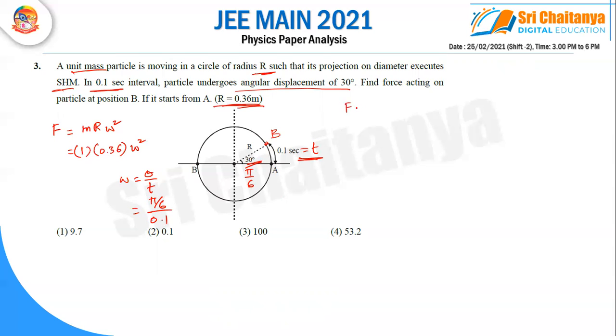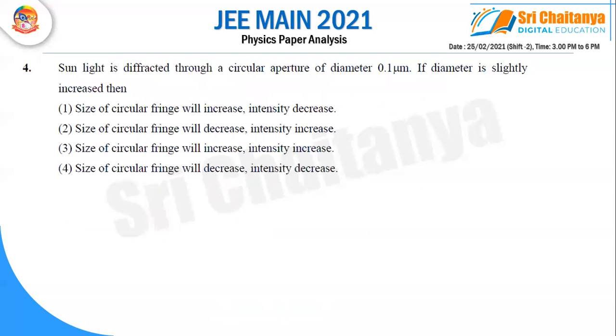So F equals 0.36 times omega squared, where omega is theta by t, which is pi by 6 into 0.1. On solving this, you are going to get F equals pi square, and pi square is equal to 10 in fact, so that may be approximately equal to 9.7. This will be the right answer. We'll move on to the next question.